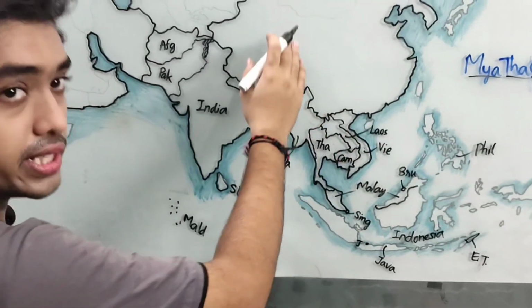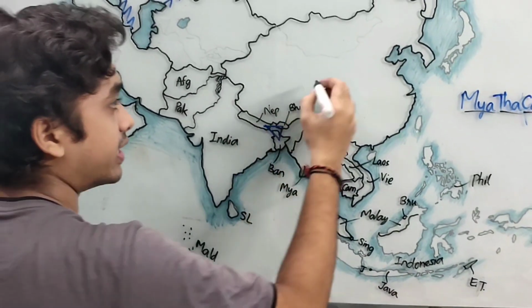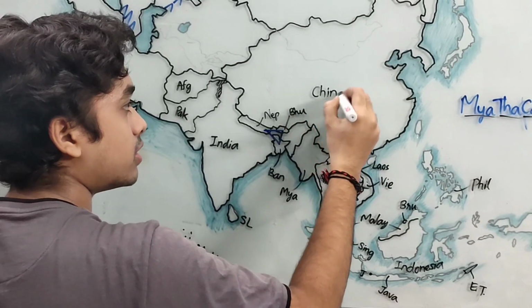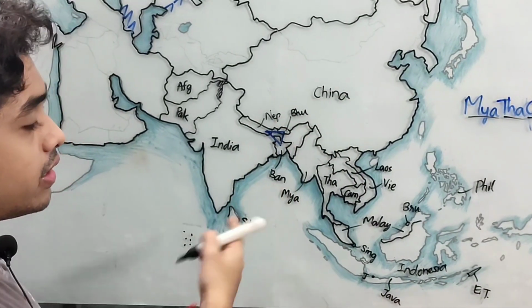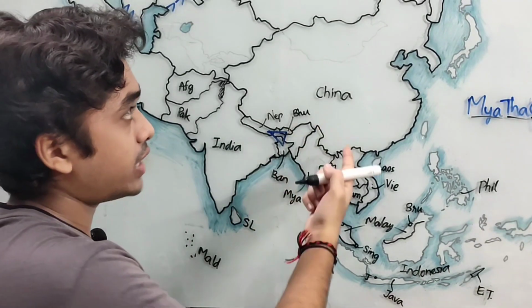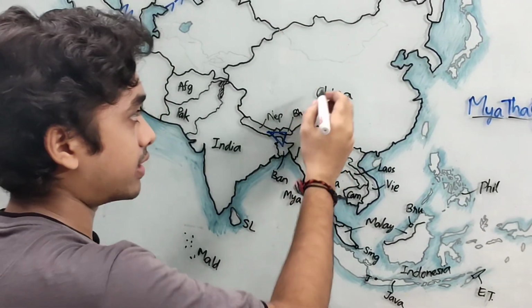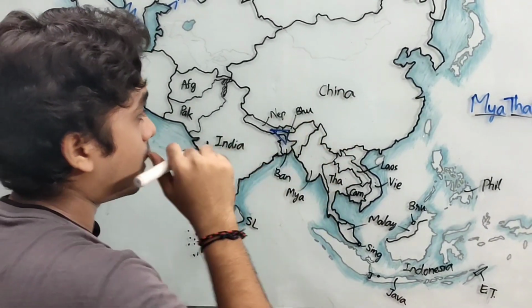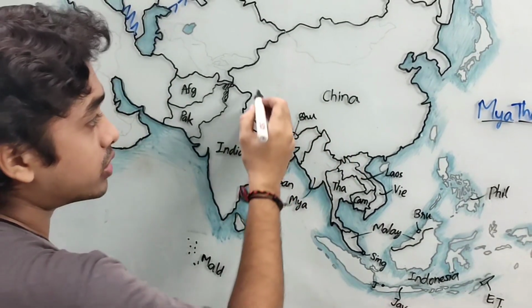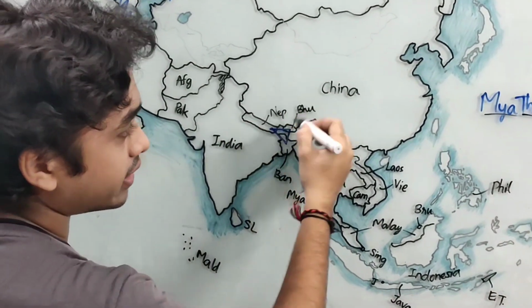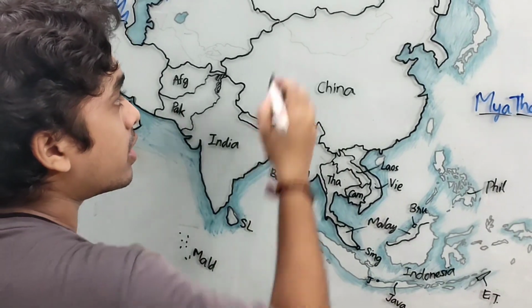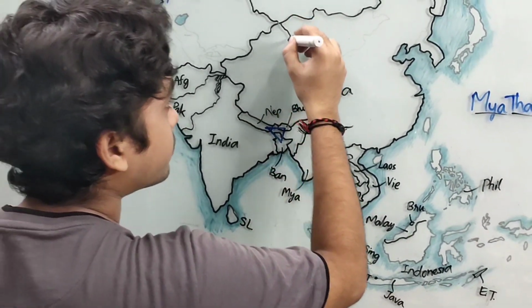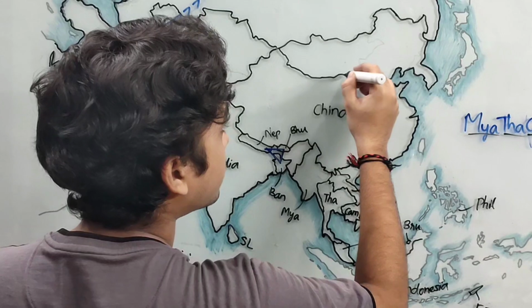Now let's move on to East Asia. The first country that we hit is China. Currently the second most populous country in the world after India, and the largest country in Asia after Russia. So the second largest country in Asia. This China is also home to Tibet, which is this region right here. It is known as the roof of the world because it is a massive plateau. Next we have this country right here.